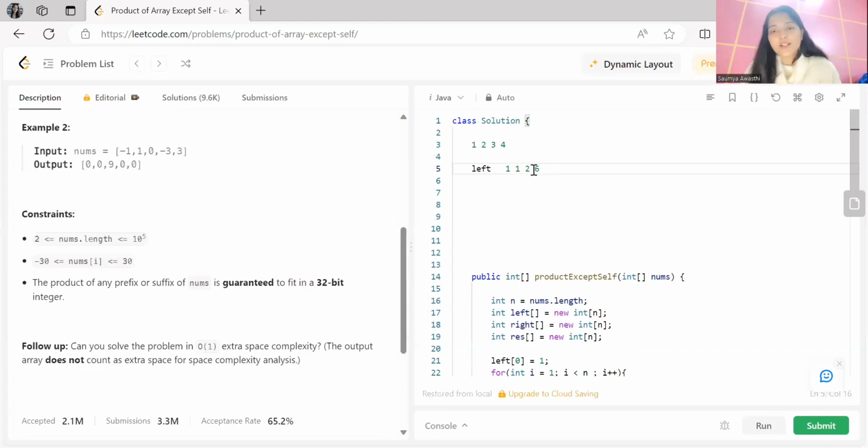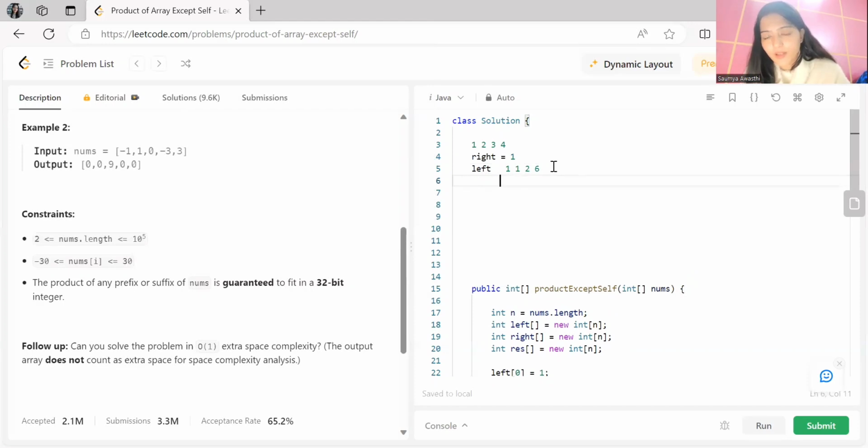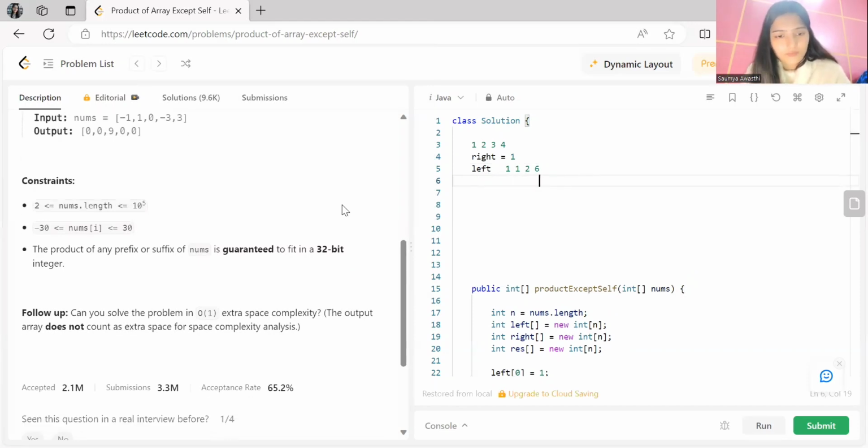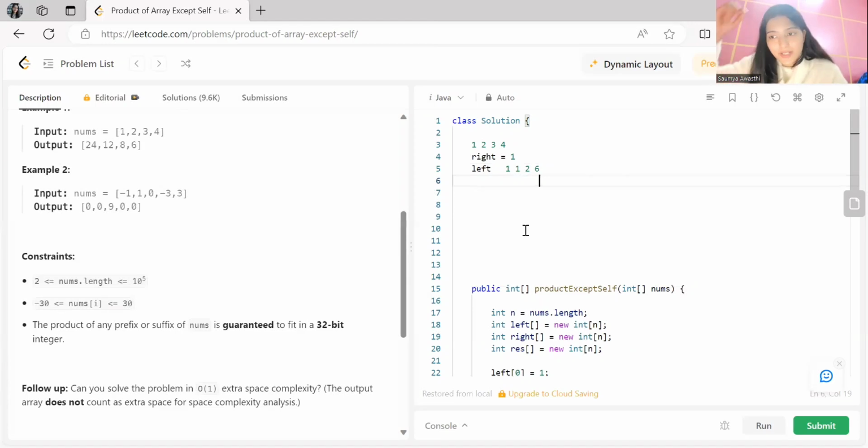So let's compute the left array. But instead of computing the right array, we can simply have one variable which will keep track of the product from the right hand side. What do I actually mean by this? Let's take a variable, call it right, initialized with 1. At the end in the answer array, we are just multiplying answer of I, left I and right I, right? That's what we were doing. So we can avoid this extra right array that we are using, and let's see how.